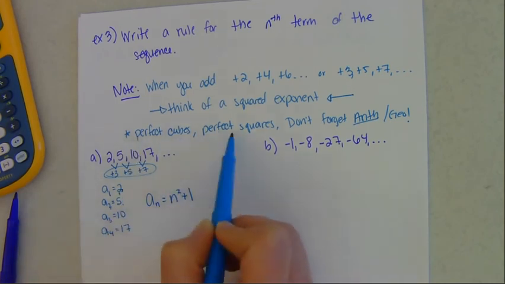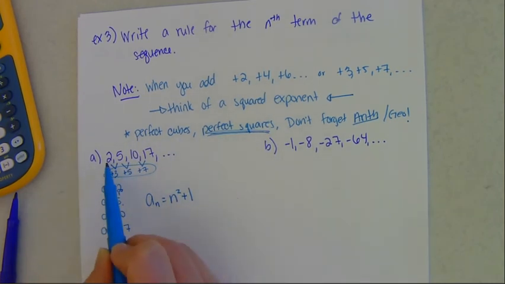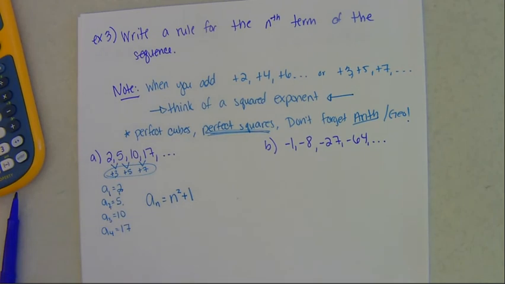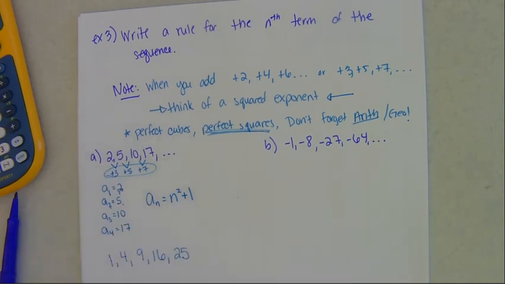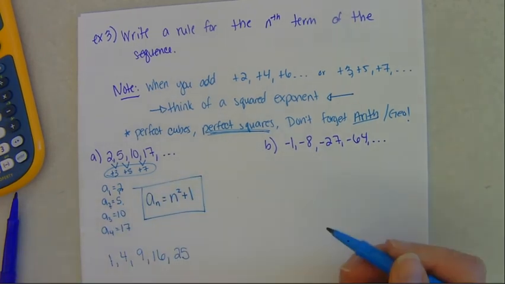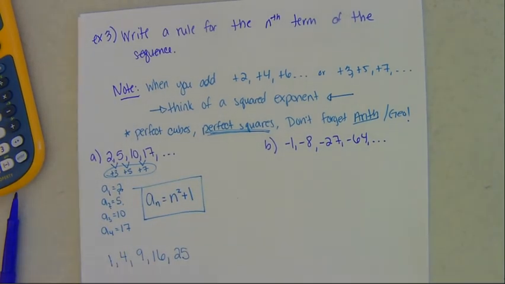So as I think about those perfect squares, these are all one up from the list of perfect squares. The list of perfect squares is going to be 1, 4, 9, 16, 25. So you can see that they're all just one up from the perfect square. All right, that's my rule. That means I can ask you for any term at any point. All right, I know that was a little bit tough. That's okay. We're going to do another one.